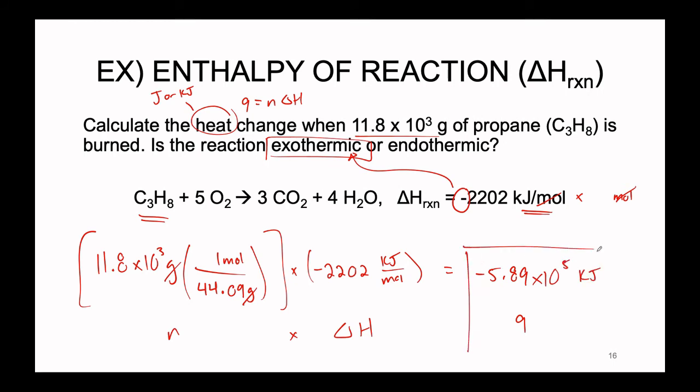And this is going to be our magnitude of heat. So in reporting this answer, I could say that 5.89 times 10 to the 5 kilojoules was released, or I could say Q is equal to negative 5.89 times 10 to the 5. Both of those two phrases would mean the same thing.